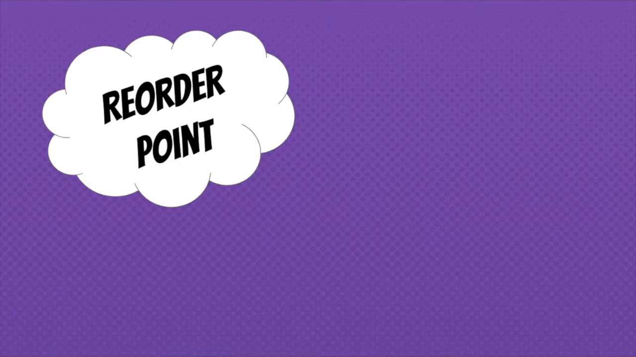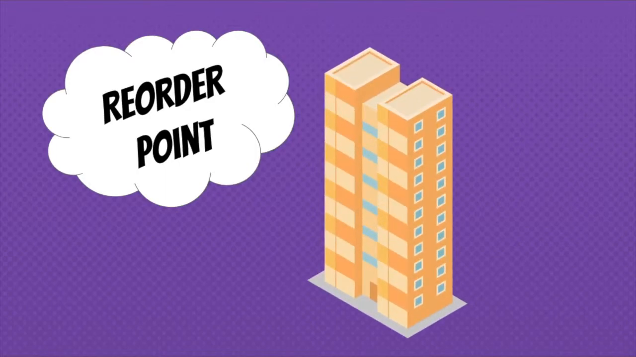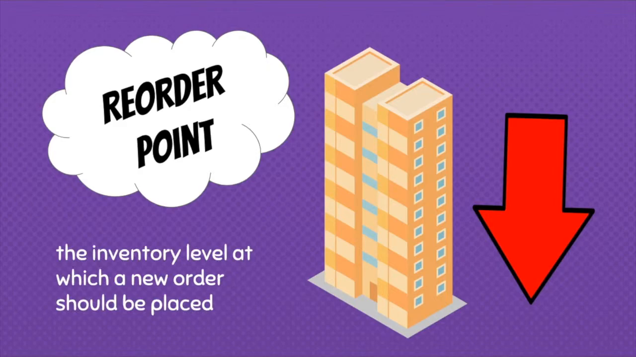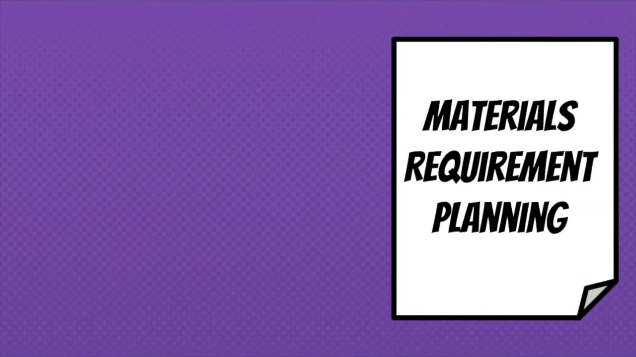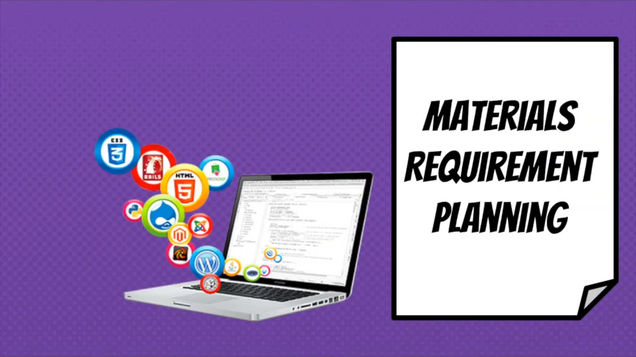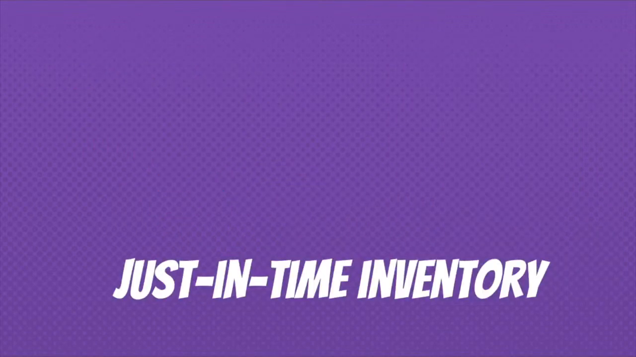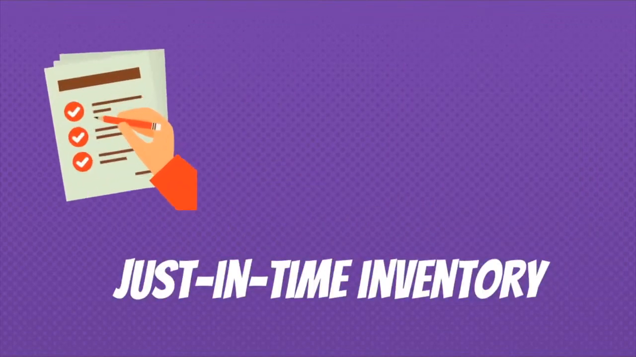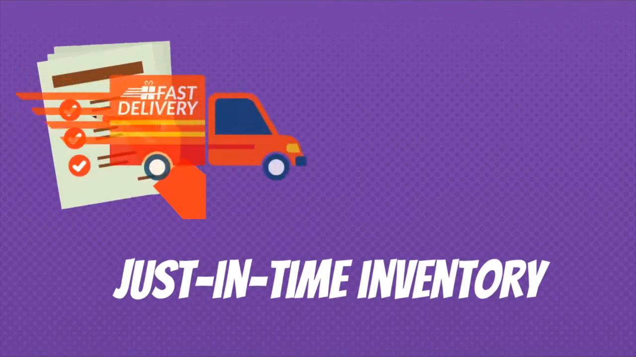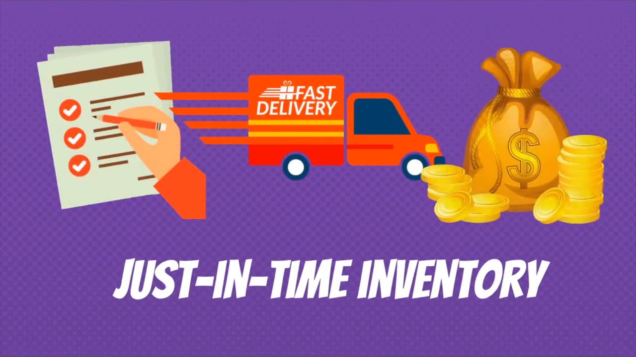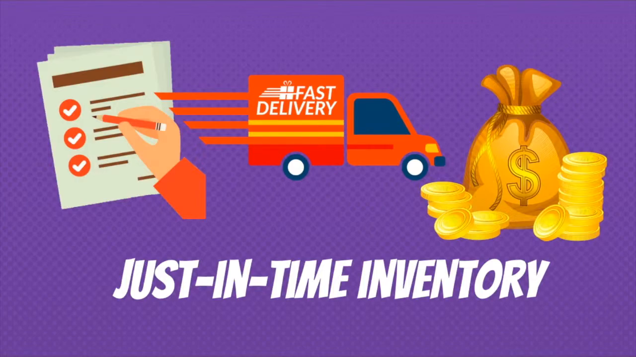The formula is also used to calculate the reorder point, which is the inventory level at which an order should be placed. Materials requirement planning, on the other hand, seeks to reduce required inventory levels by improving the accuracy of forecasting techniques and carefully scheduling production. A just-in-time inventory system attempts to minimize, if not fully eliminate, finished goods inventory by purchasing and producing goods only in response to actual rather than forecasted sales.